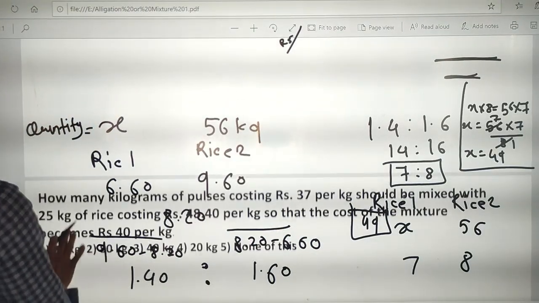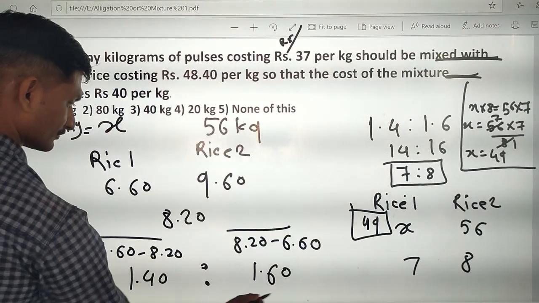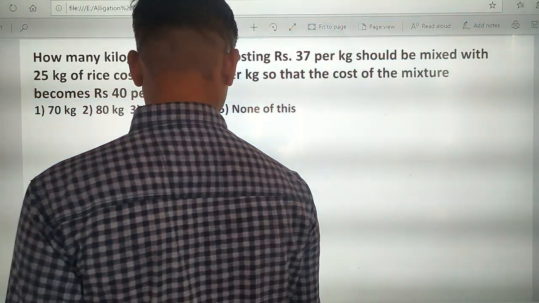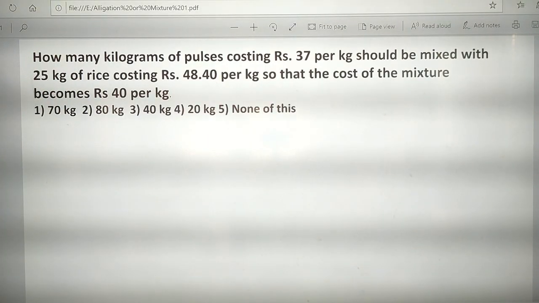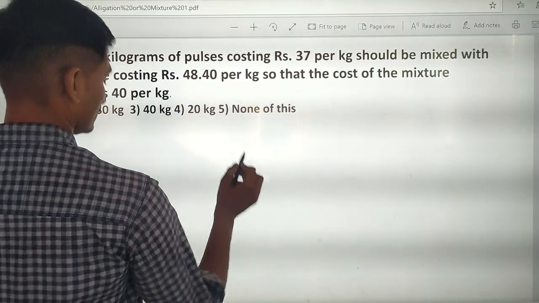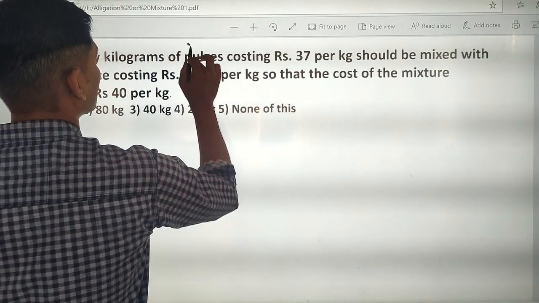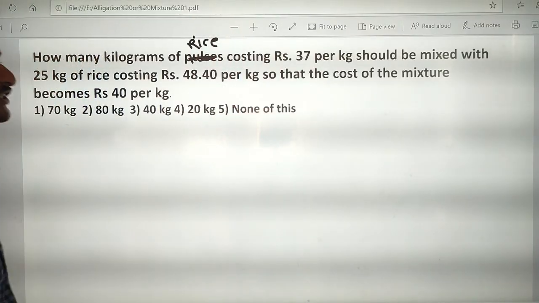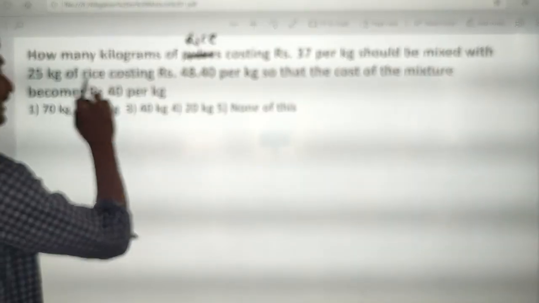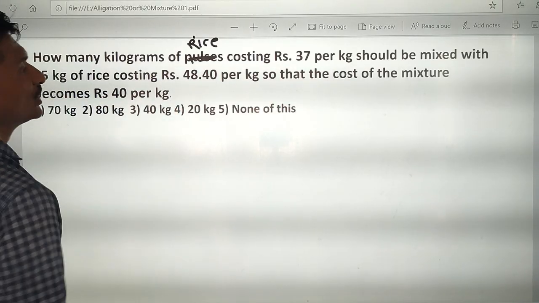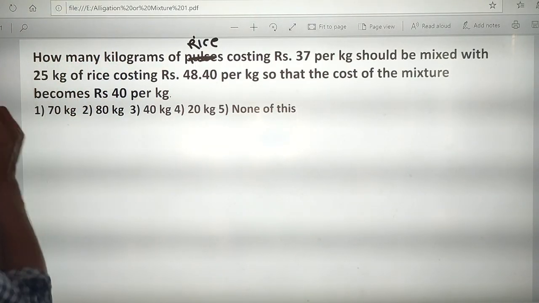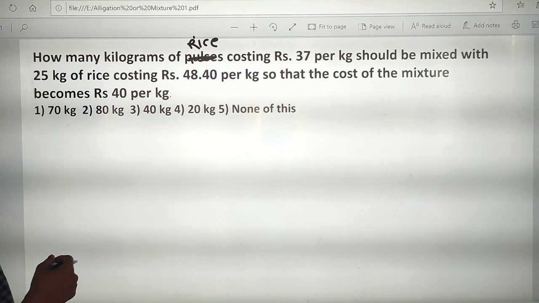Next. How many kilograms of rice costing 37 rupees per kg should be mixed with 25 kg of rice costing 48.40 rupees per kg, so that the cost of the mixture becomes 40 rupees per kg?